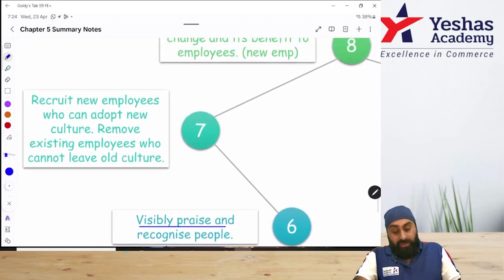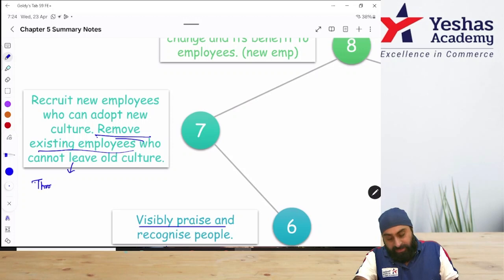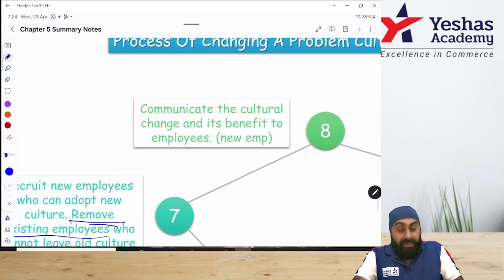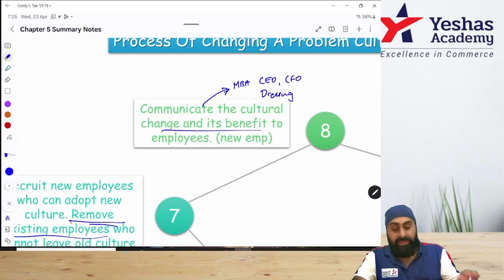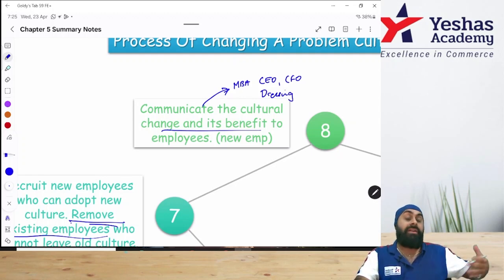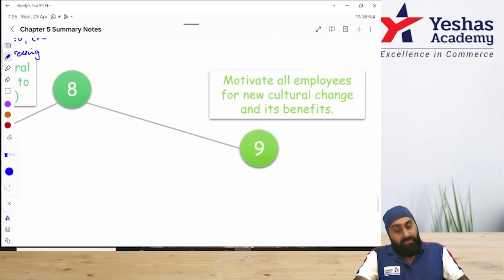Recruit new employees who can adapt to the new culture. Remove existing employees. Now, here my example would change a little. People who do not follow this, throw them out of the college, suspend them, and communicate the cultural change benefit. You start talking about how once you become an MBA or once you join as a CEO or a CFO of a company, your dressing does matter professionally. Talk about the benefits so that you can start having the habit of it. Motivate all employees for a new culture. Make sure that every student is able to.